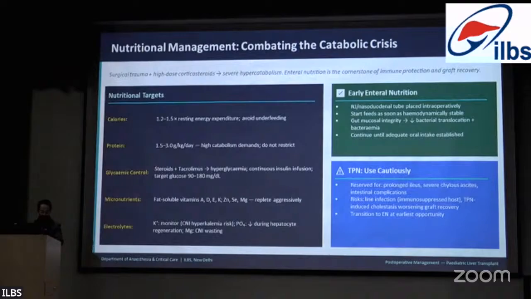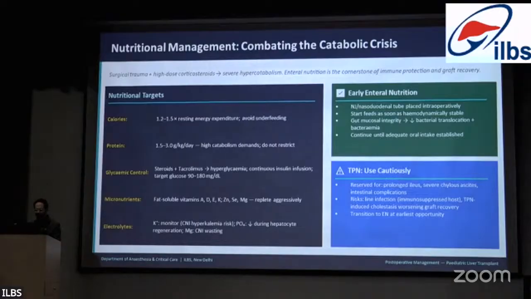Nutritional management is an important part. Surgical trauma plus high dose of steroids leads to severe catabolism. The calorie requirement is 1.2 to 1.5 times the resting energy expenditure. Underfeeding should be avoided. Protein goals are 1.5 to 2.5 gram per kg per day. Glycemic goals are to maintain glucose between 90 to 180. Steroids and tacrolimus can cause hyperglycemia. The micronutrients and electrolytes should be replaced.